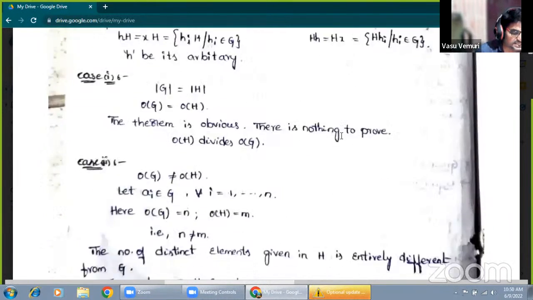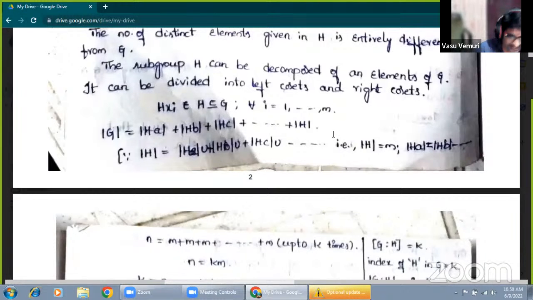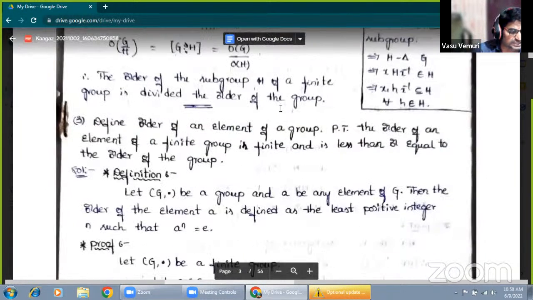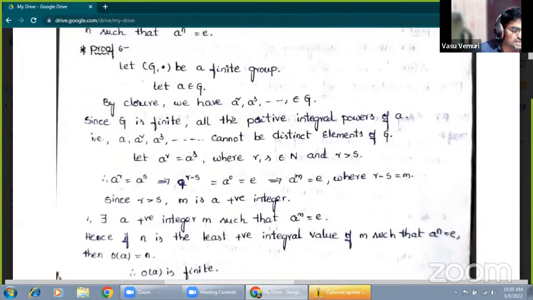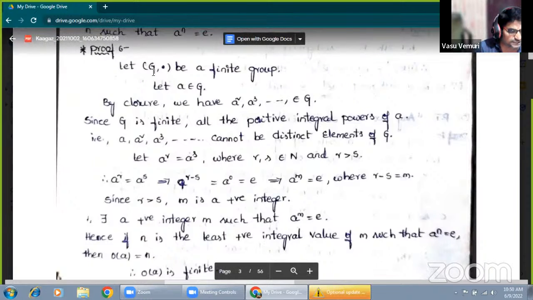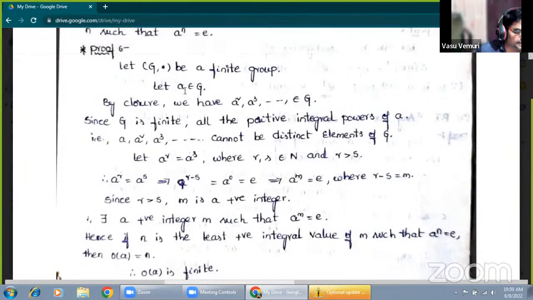Now, this theorem is a continuing process. First of all, we will discuss the theorem: the order of an element of a finite group is finite and is less than or equal to the order of the group. Its proof: let G under multiplication be a finite group, and given this group, we take the element A.